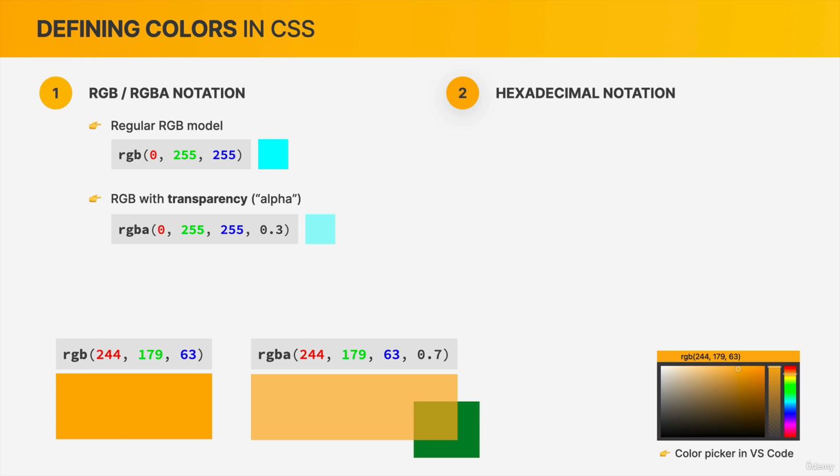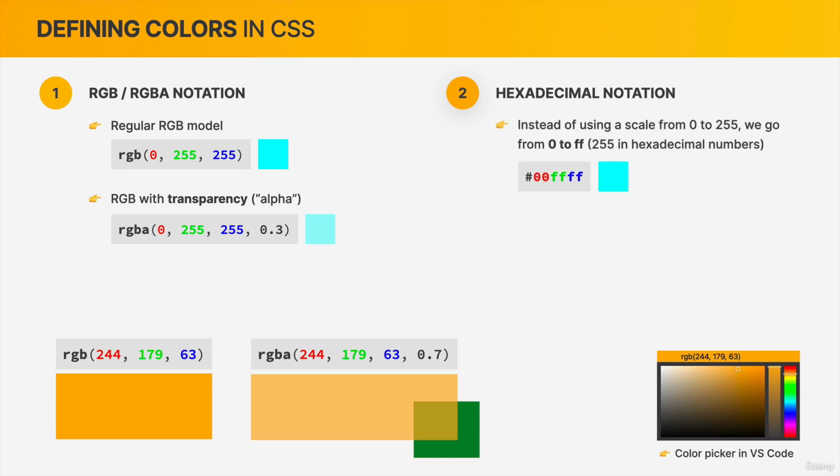Okay, but moving on, let's now talk about the hexadecimal notation, which is actually a bit more used in CSS. So here in the hexadecimal notation, we don't use a scale from 0 to 255, but instead we use a scale from 0 to FF. And FF is basically the same as 255, but in a hexadecimal scale. And we don't need to go into what that actually means, but basically hexadecimal numbers do not go from 0 to 9, but from 0 to 15. So there are 16 different numbers and not just 10. And the last one is the F.